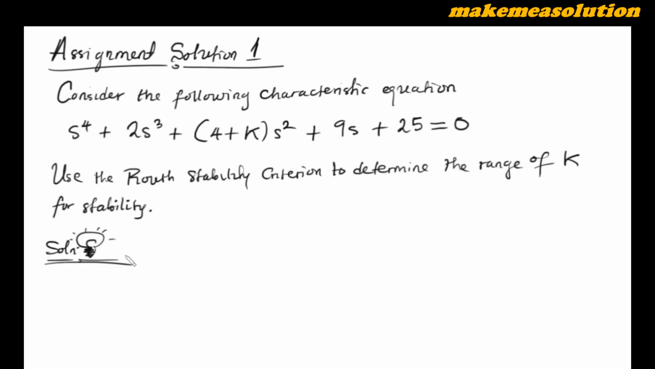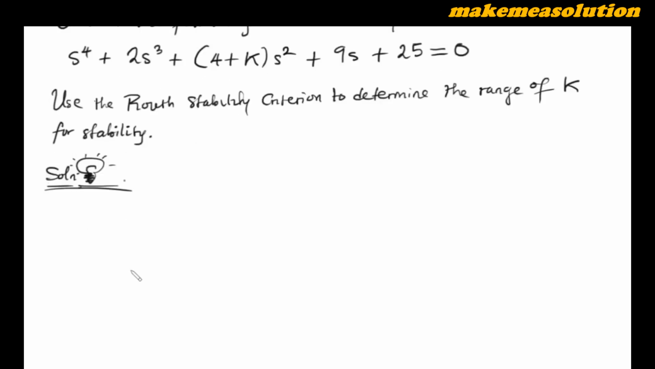Okay guys, here we are at the assignment solution for the first problem, and the first problem is that we should consider the characteristic equation s to the 4 plus 2s cubed plus (4 plus k)s squared, plus 9s, plus 25 equal to 0. So we have to use the Routh stability criterion to determine the range of k for stability. So this is how we are going to go about this problem.